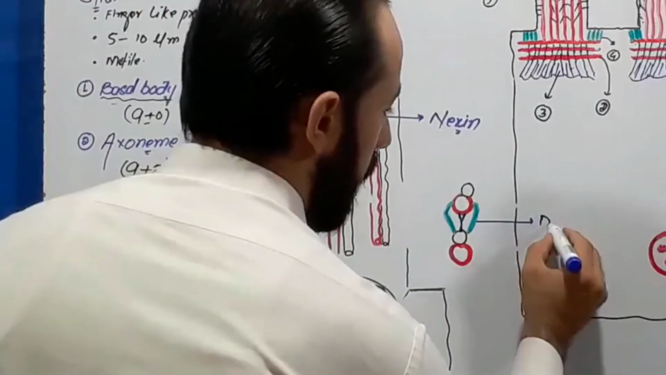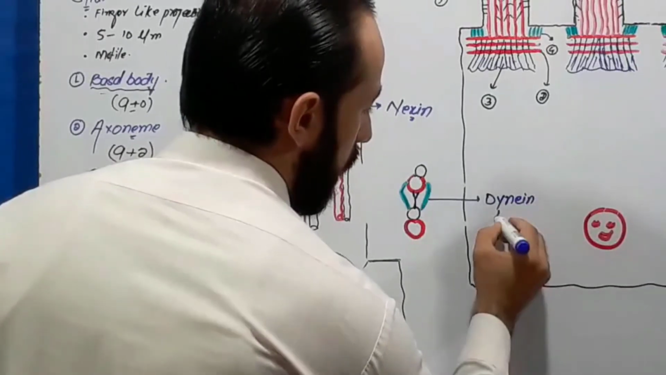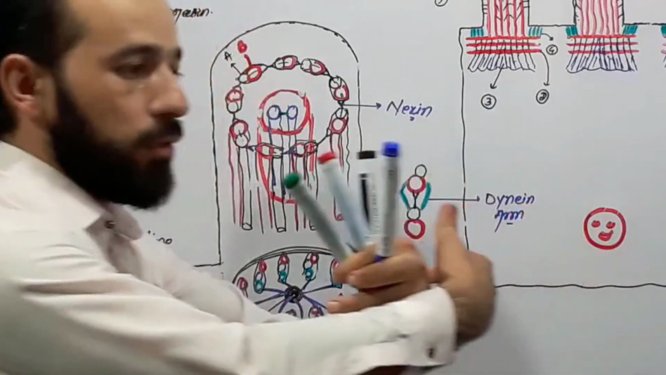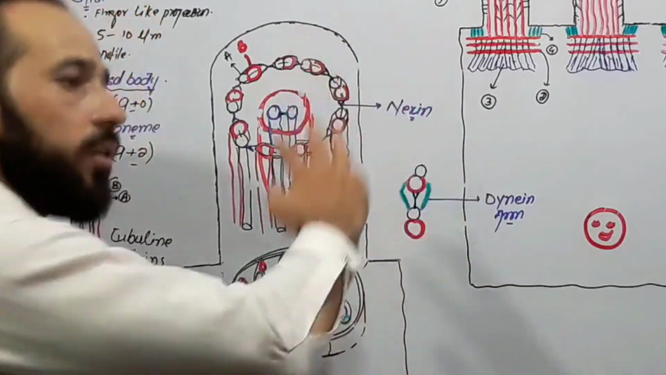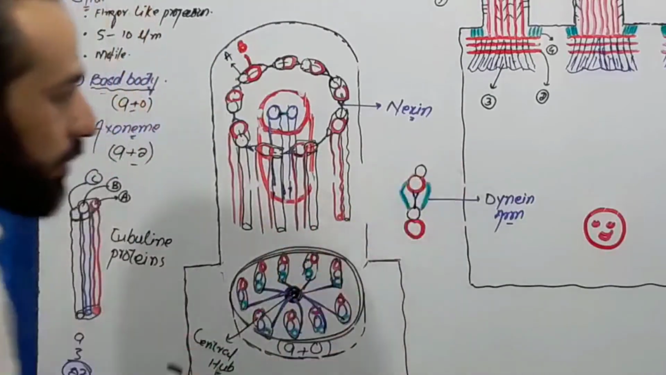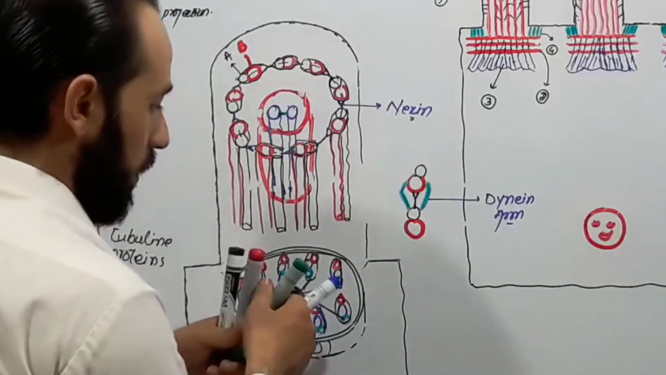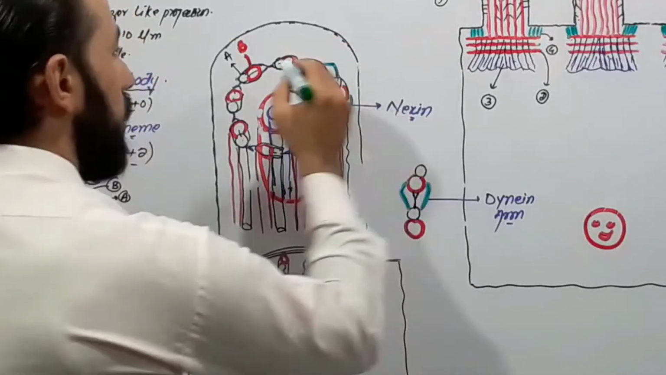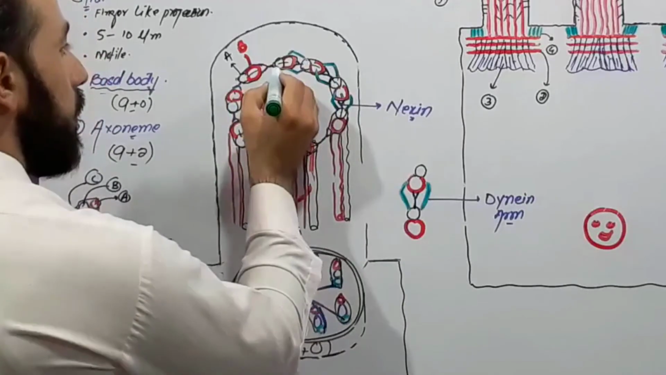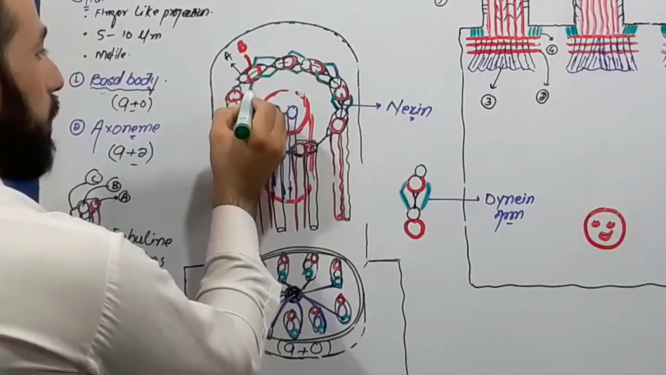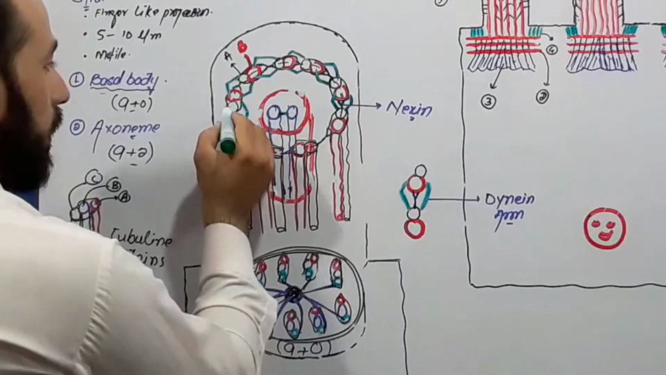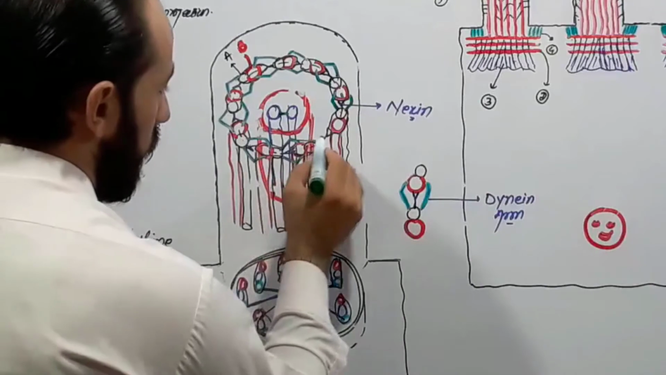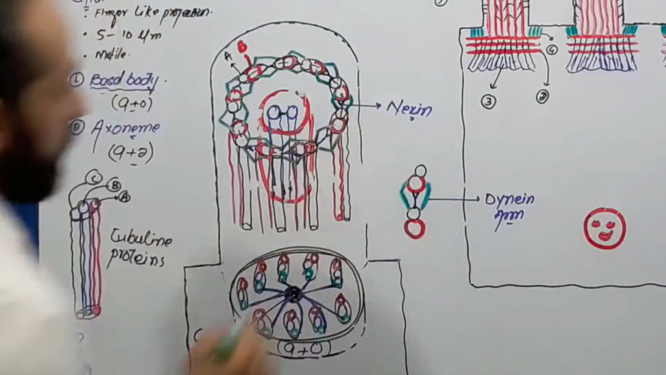What are these? These are the Dynein arms, right? And these are the arms which hold the other components during the movement of the cilia, and they help in the movement of the cilia. These are the Dynein arms which arise from the A component and hug the B component of the other doublet like this. Please remember all these. So these are the Dynein arms, very simple.